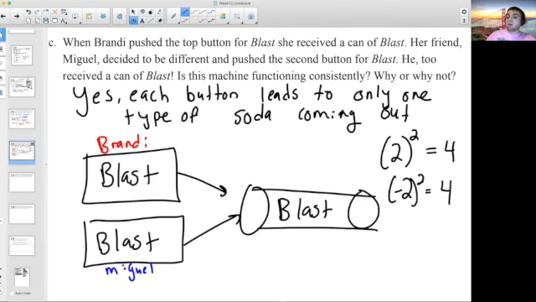So if we think about a kind of rule where it says take the number and multiply it by itself, here's a scenario where two different inputs have the same output, and that's okay. So that, again, is a big misconception. It's okay. A lot of people struggle with that. But again, the big thing we need to think about is that every time I press a button, I only get one type of soda coming out. And even though two different buttons could lead to the same type of soda, individually, each button is only ever going to have one type of soda coming out. And that is what makes it, yes, functioning consistently.